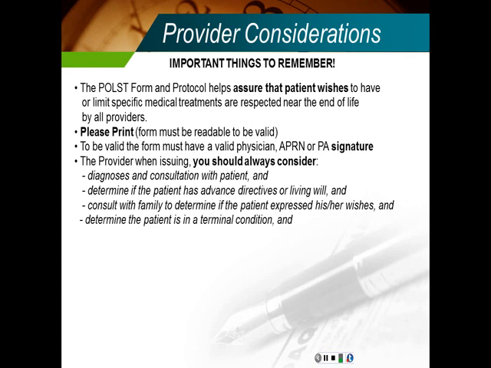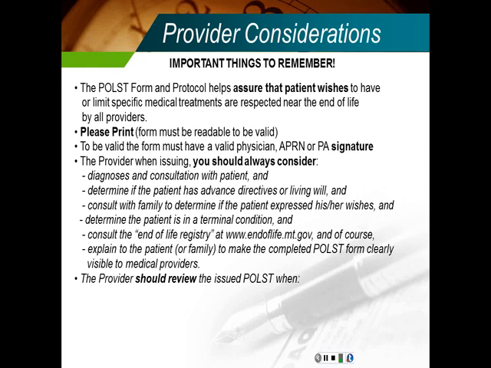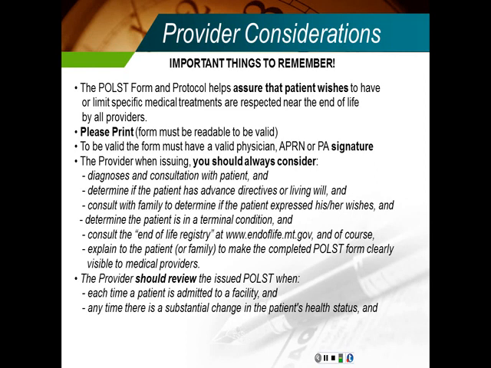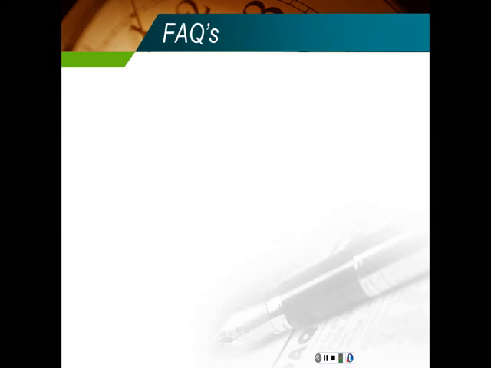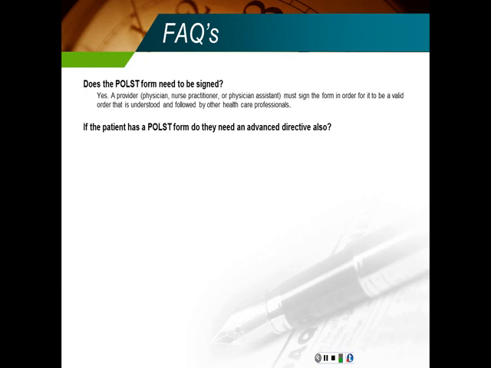The provider, when issuing, should always consider diagnoses and consult with the patient, determine if the patient has advanced directives, consult with family to make sure that the wishes of the patient have been expressed to them, and determine if the patient is in a terminal condition. Consult the end-of-life registry at endoflifemontana.gov and explain to the patient or family to make the completed POLST form clearly visible to medical providers. So we need to be able to see this. The provider should review the issued POLST when the patient comes into a facility for admission, anytime there's a change in their health status, and anytime the patient's treatment preferences change.